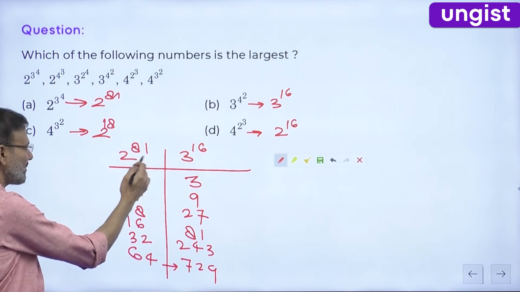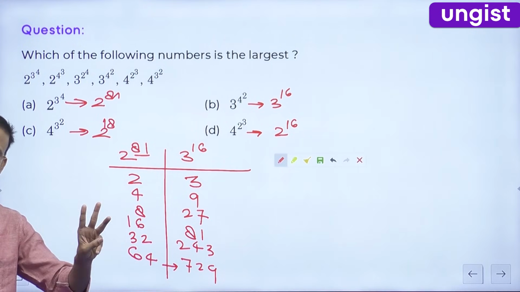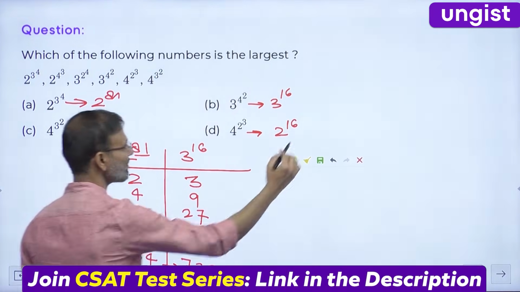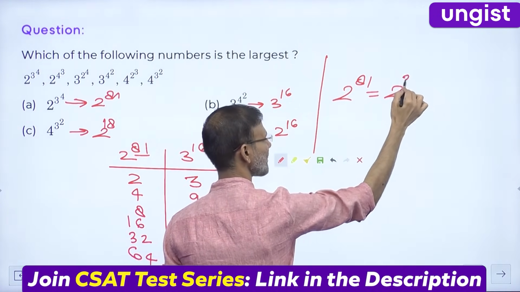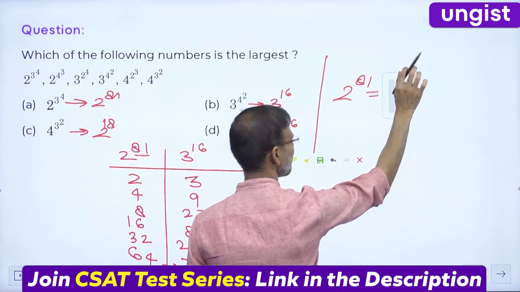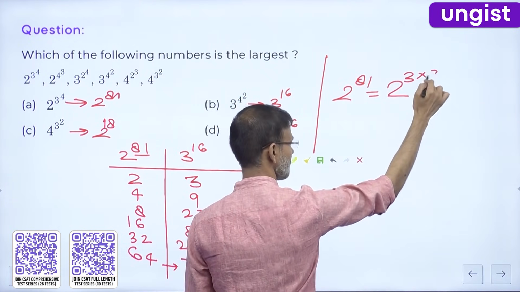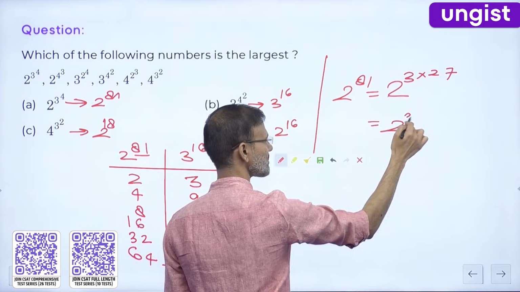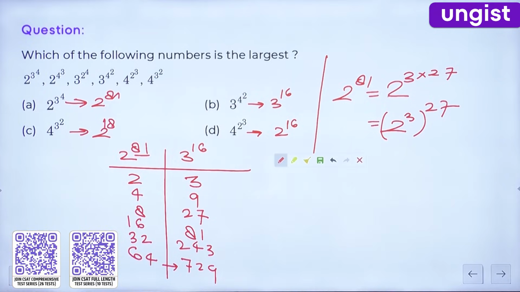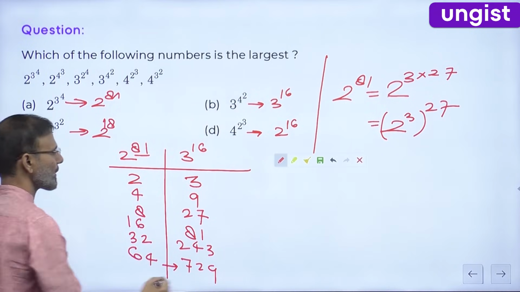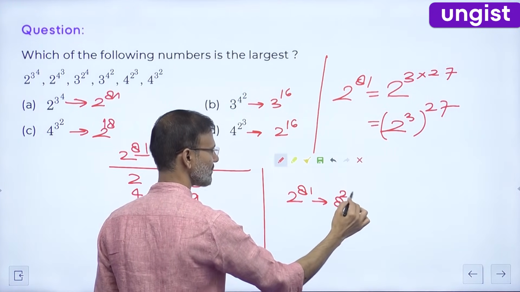If I factorize this number, is this divisible by 2? No. Is this divisible by 3? Yes. So everyone, 2 raised to the power 81, I'll break down this number as 2 raised to the power 3 into 27. ठीक है? So this is 2 raised to the power 3 raised to the power 27, everybody. Yes or no? ठीक है? So actually 2 raised to the power 81 is equal to 8 raised to the power 27.